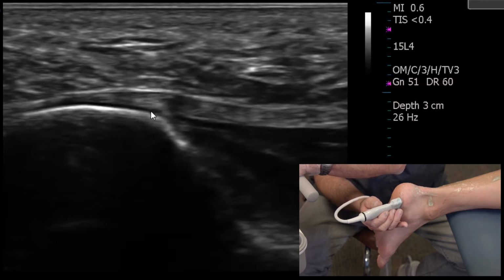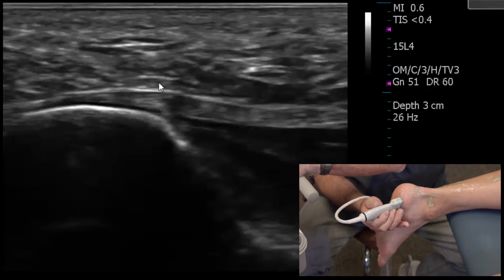So the general thickness of the plantar fascia is anywhere around 3 to 4 millimeters in thickness, from the calcaneus up into the border of the plantar fascia, this white hyperechoic area that you see here. Anything over 5 millimeters is considered more pathological.